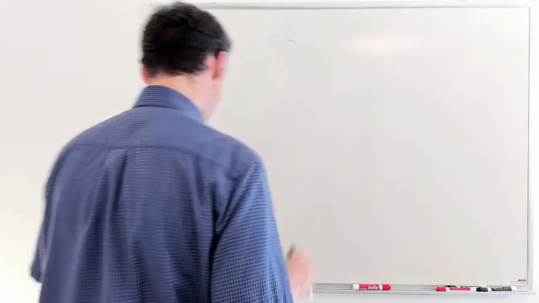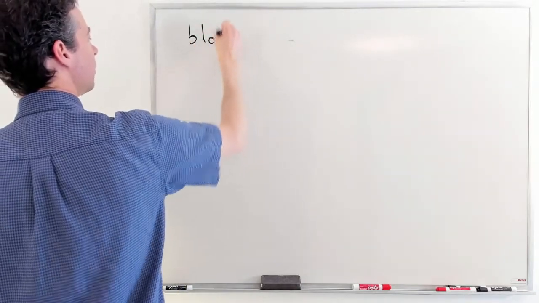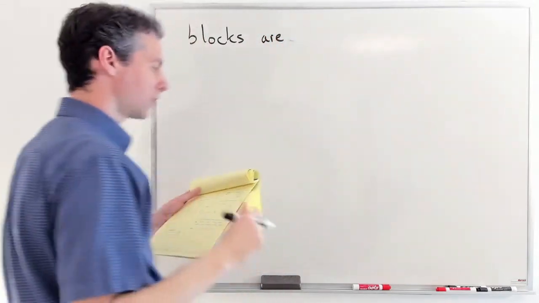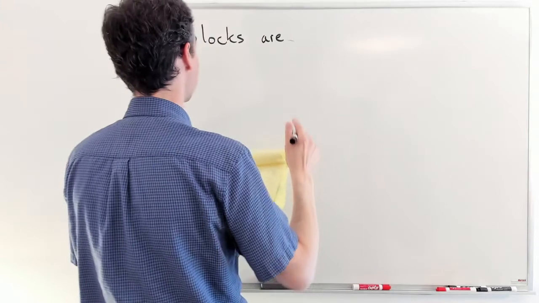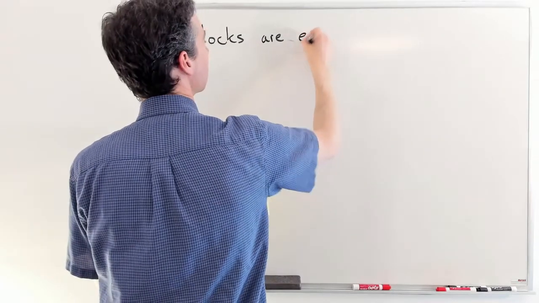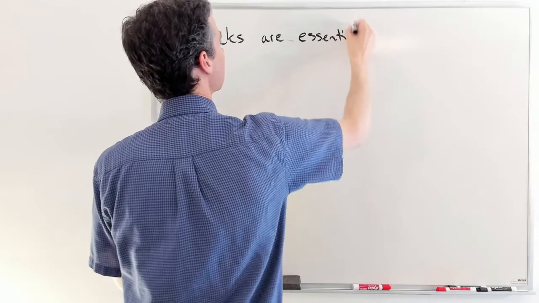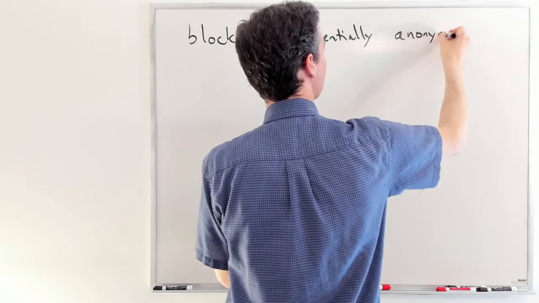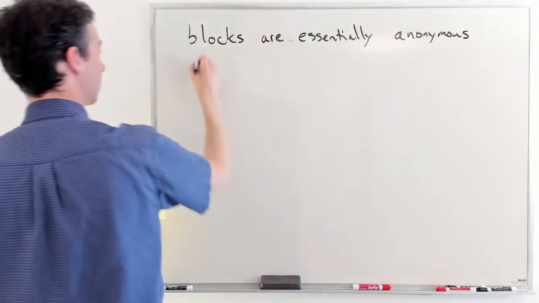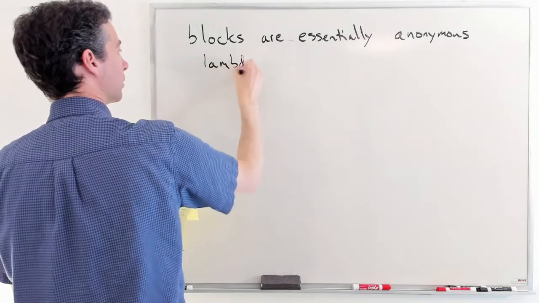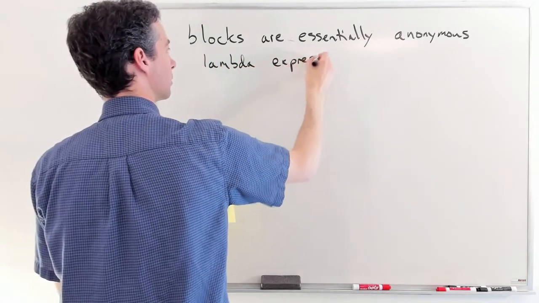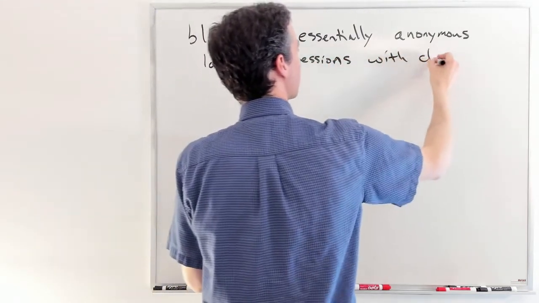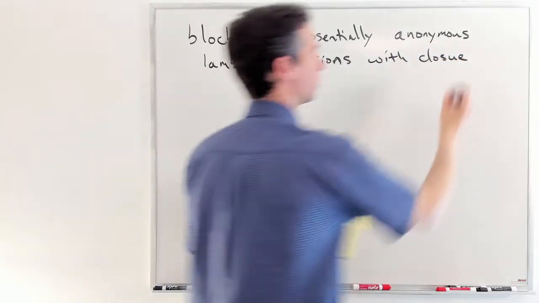All right. So basically, you'll see this in the Engineering Software as a Service book, textbook. Blocks are essentially what we would call, in computer science terms, anonymous lambda expressions with closure.